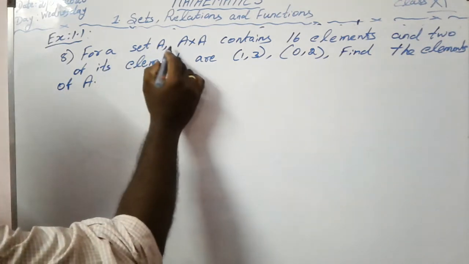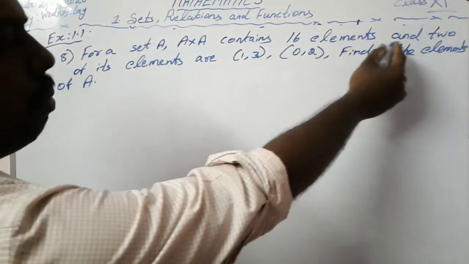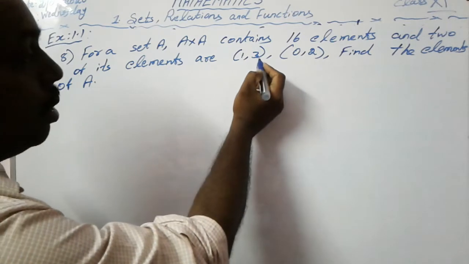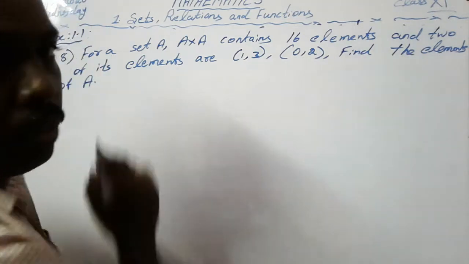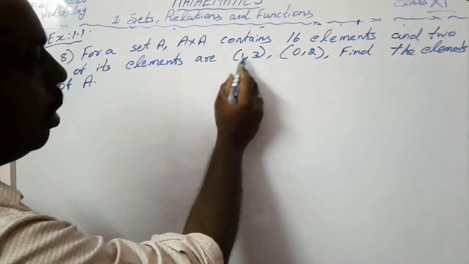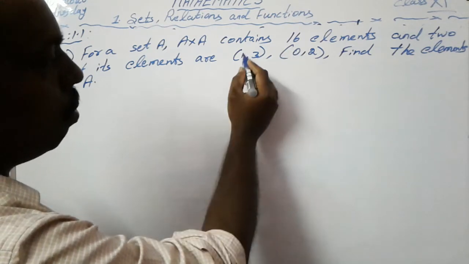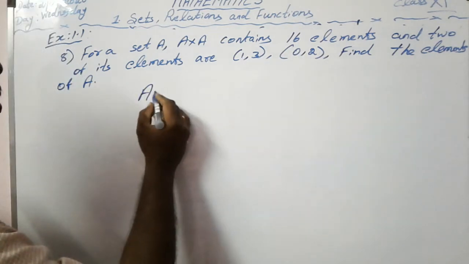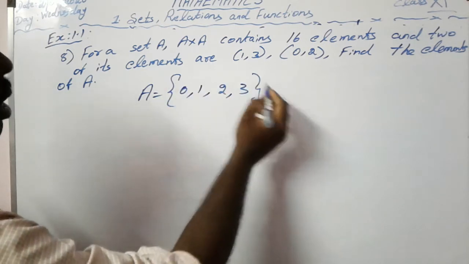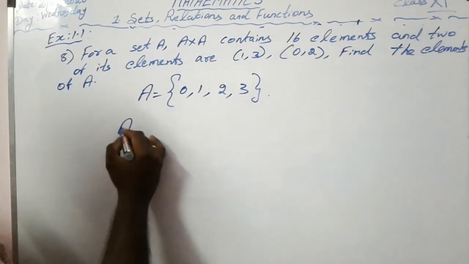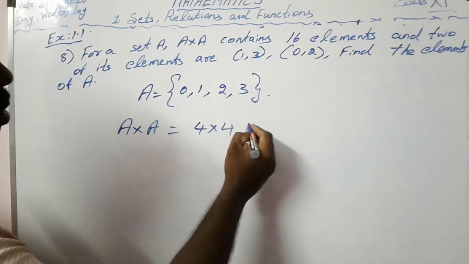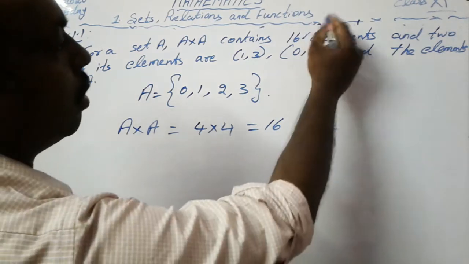Next question. For a set A, A cross A contains 16 elements and two of its elements are (1, 3) and (0, 2). Find the elements of A. So here, what are the elements we have? 0, 1, 2, 3. So A equals, we can take the elements 0, 1, 2, 3. Here it is given A cross A. So A cross A contains how many elements? 1, 2, 3, 4. 4 times 4, that is equal to 16 elements. It is given. Am I right?